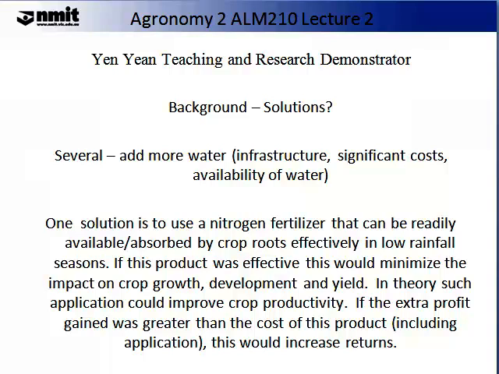Another solution is to use a product such as a nitrogen fertilizer that can be readily available and absorbed by crop roots effectively in low rainfall seasons. If this product was effective, this would minimize the impact on the crop development and yield. In theory, such application could improve crop productivity. So, in conclusion, if the extra profit gained was greater than the cost of this product, and remember that you have to include any infrastructure and application costs, this would increase returns.